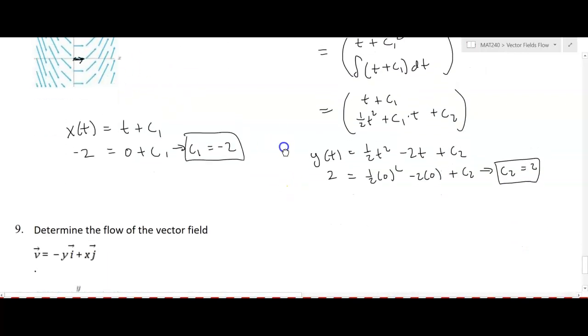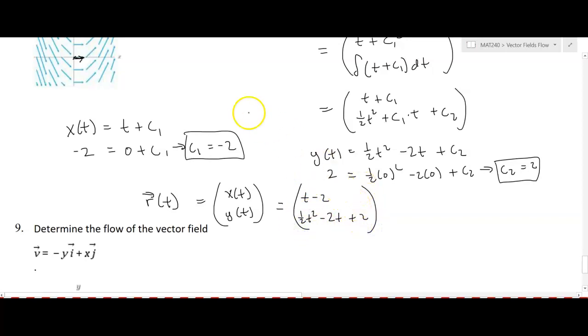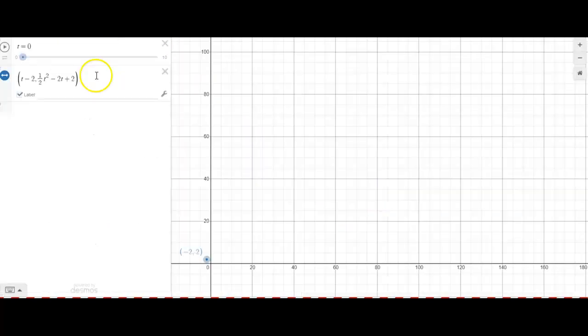We now know that x of t, y of t, which is just what's inside of our position vector, that represents our position vector at time t, is going to equal t plus c1, which is t minus 2, and 1/2 t squared minus 2t plus 2 for the y component. So let's model that in Desmos.